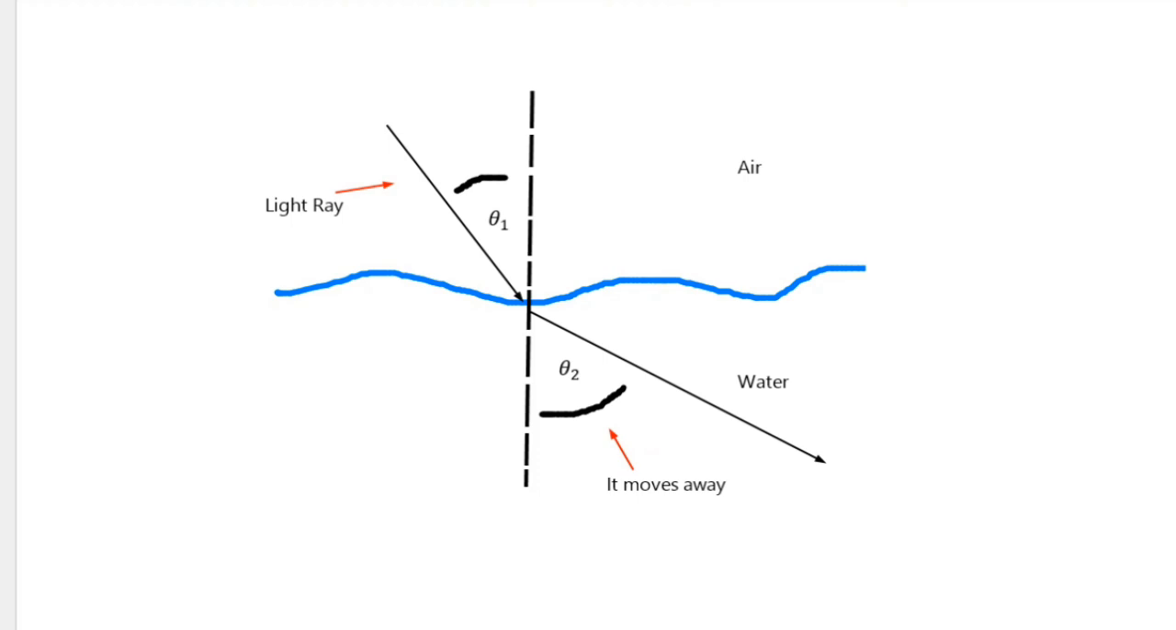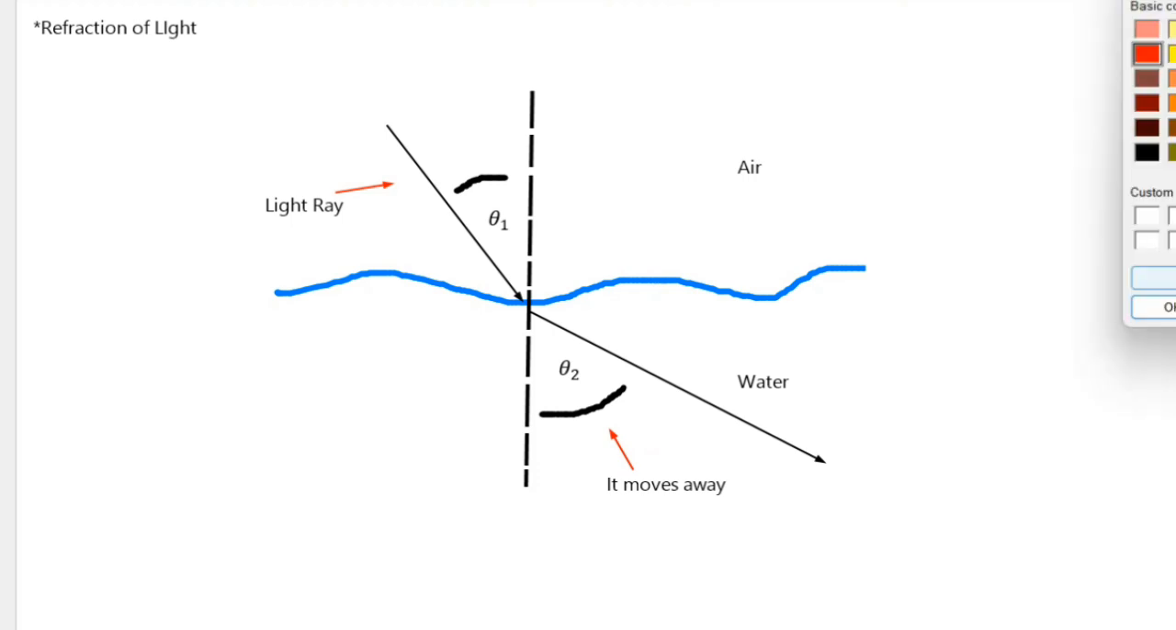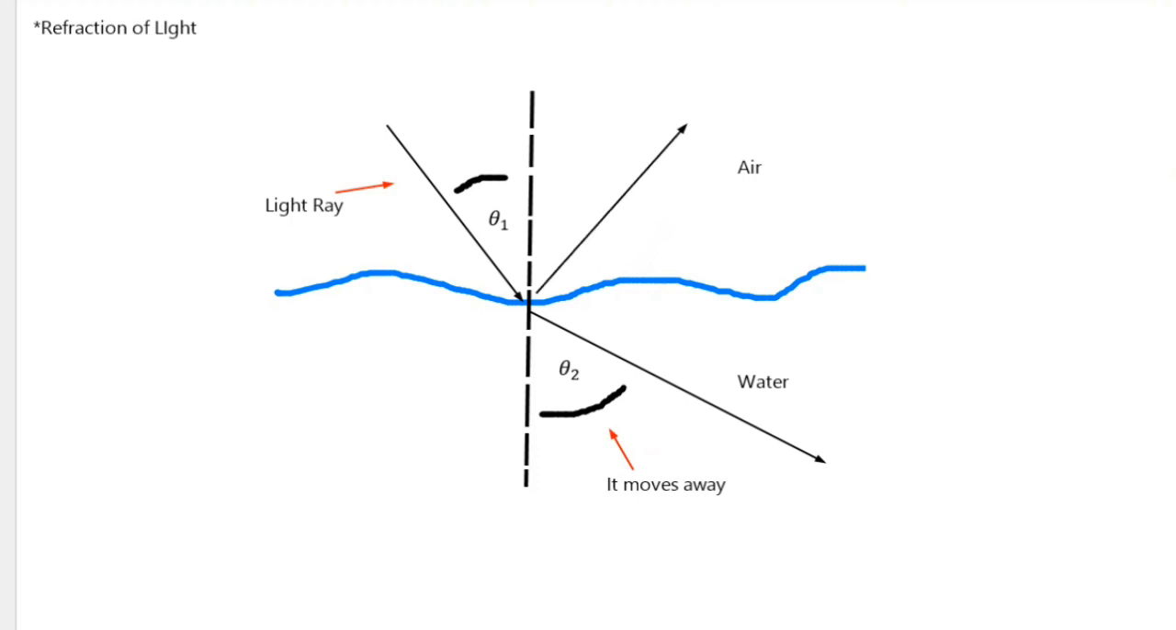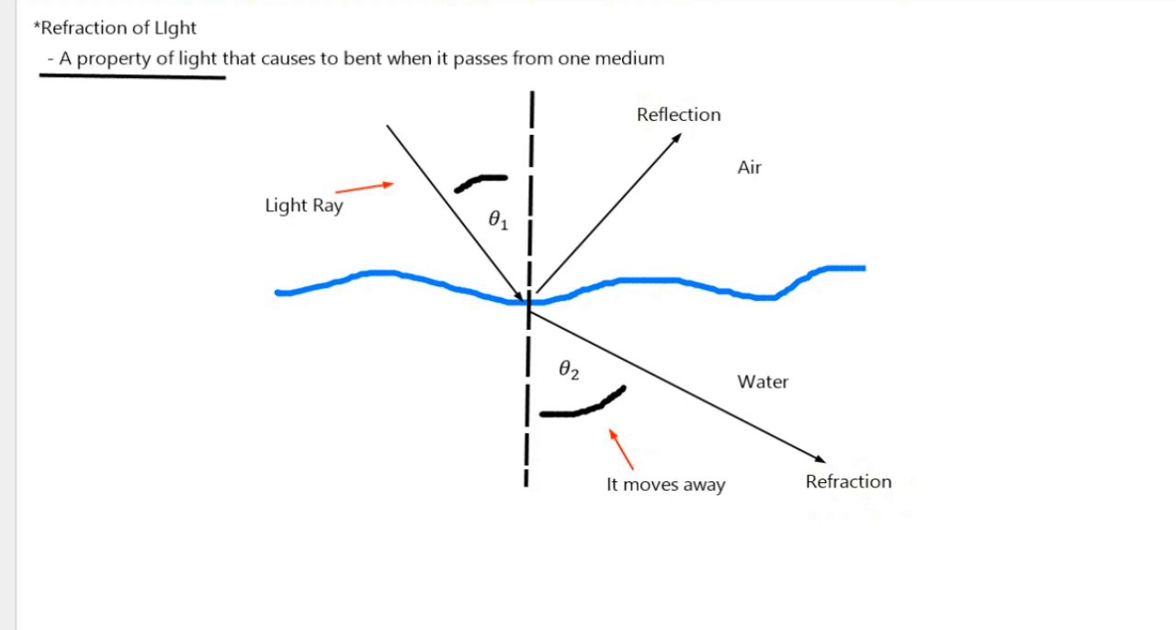It's basically because of their index of refraction. Let's say refraction of light. It is due to the refraction of light. We all know that this light ray will follow the law of reflection. We have a reflection here, and this is going to be the refraction. So they are two different things. So, refraction of light.